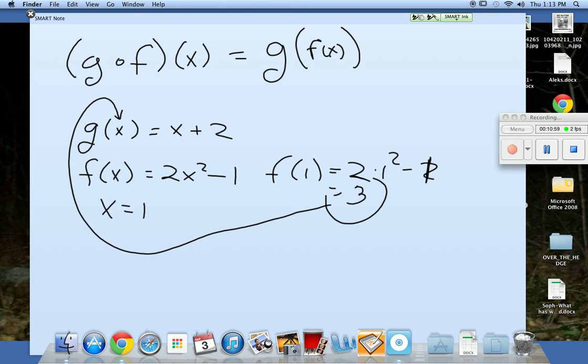Because that's what's inside. Remember order of operations? You're going to work the inside parentheses first, then the outside parentheses. That's the same thing you're doing here. This is the way they show it in the book, so I should teach you that way. All right, so I put my 3 back in here, which would be g of 3 equals 3 plus 2, which is 5.